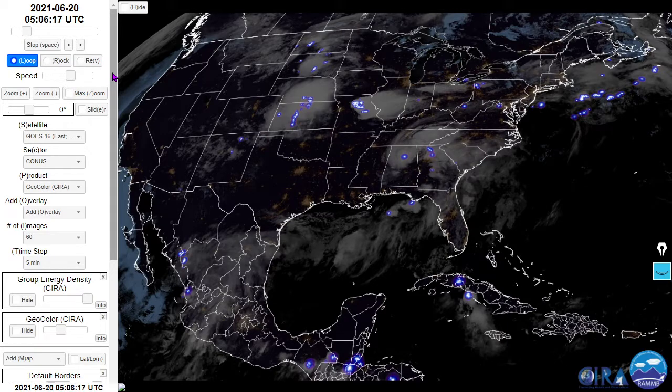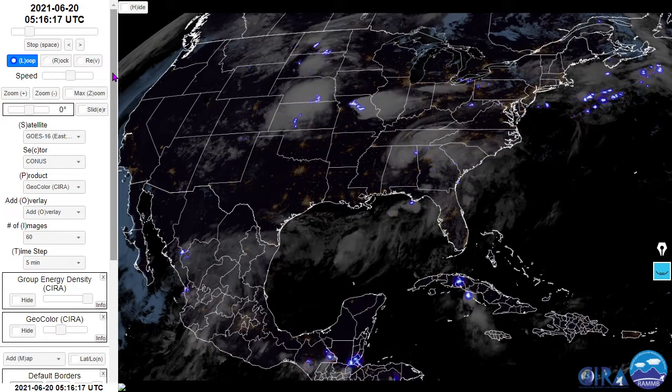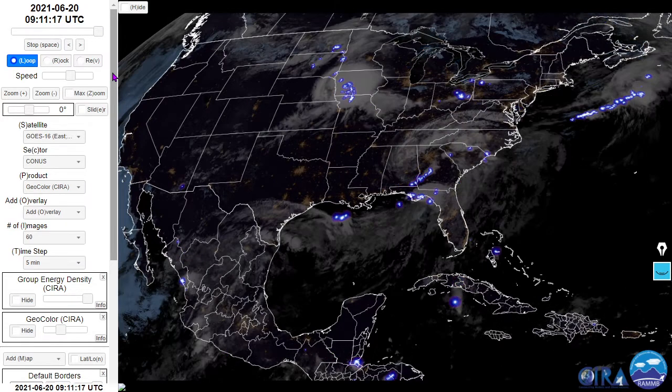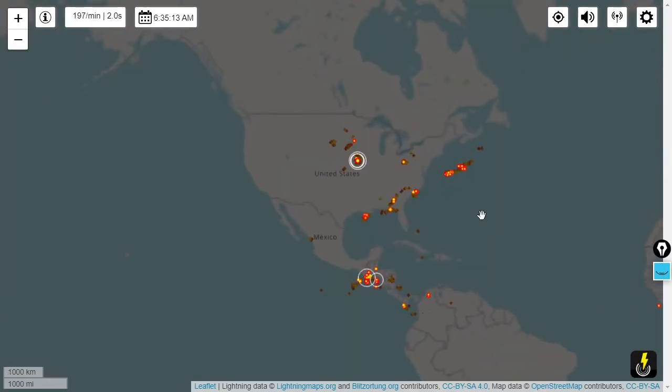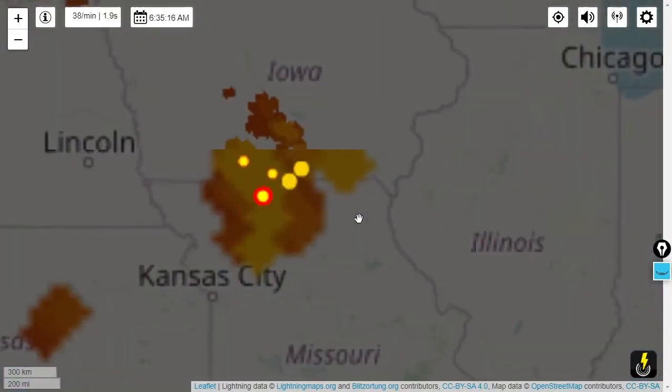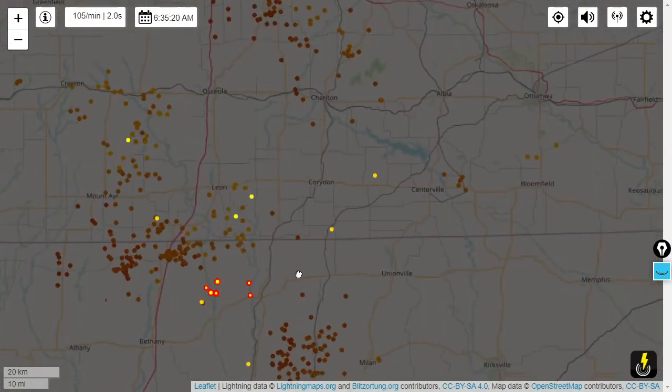So next, looking at lightning over the continental U.S. And we see some strong storms in places like Iowa and Missouri, moving into Illinois as we make the video. Next, we'll bring up a real-time lightning map from lightningmaps.org, powered by blitzachtung.org. And we see some terrestrial lightning here northeast of Kansas City, south of Des Moines.